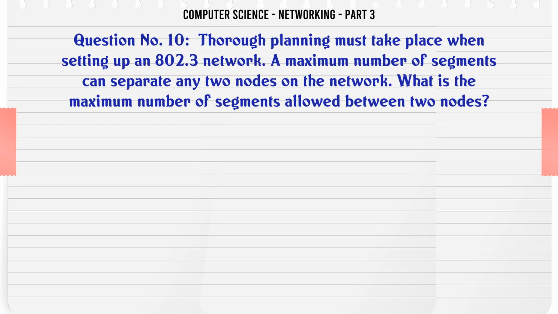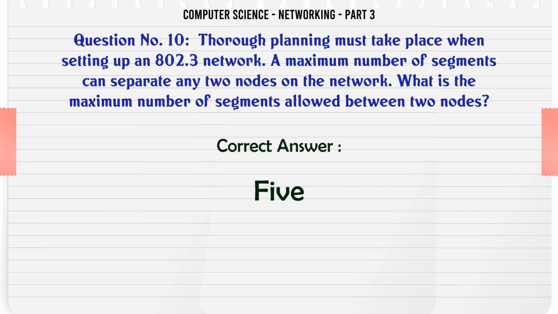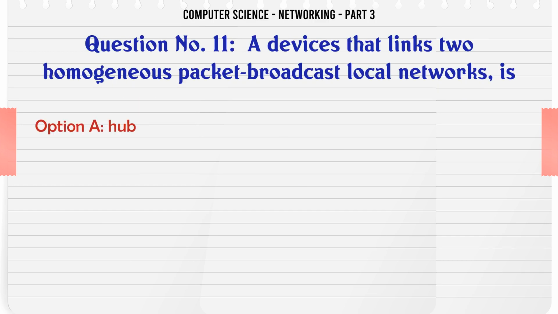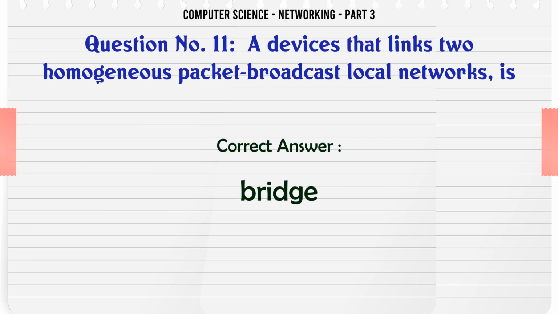Thorough planning must take place when setting up an 802.3 network. A maximum number of segments can separate any two nodes on the network. What is the maximum number of segments allowed between two nodes? A. 5, B. 2, C. 4, D. 6. The correct answer is 5. A device that links two homogeneous packet broadcast local networks is A. hub, B. bridge, C. repeater, D. gateway. The correct answer is bridge.